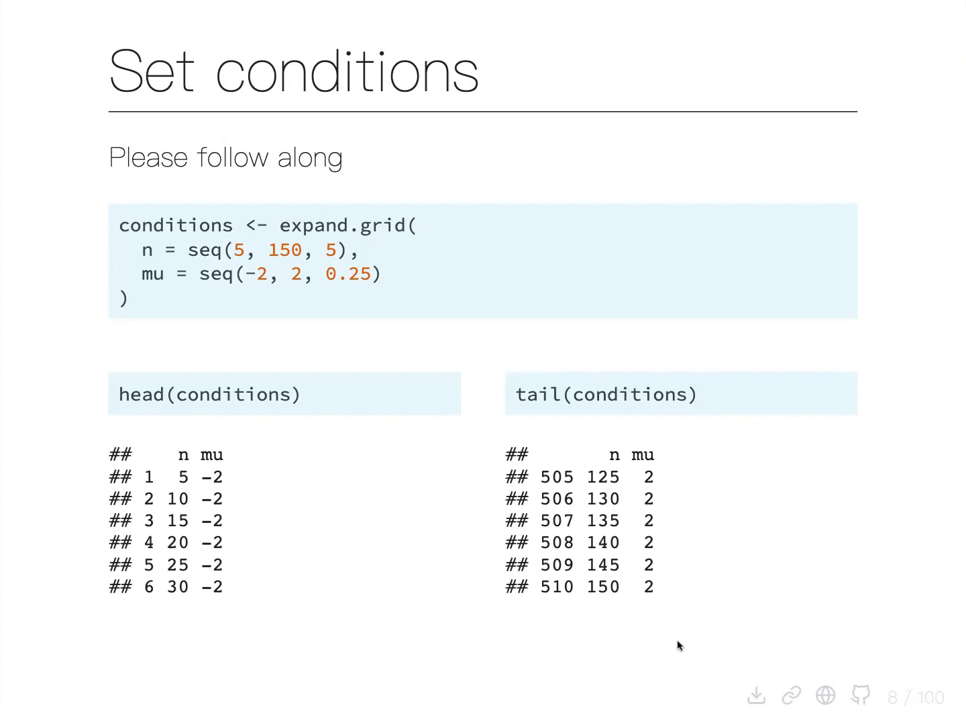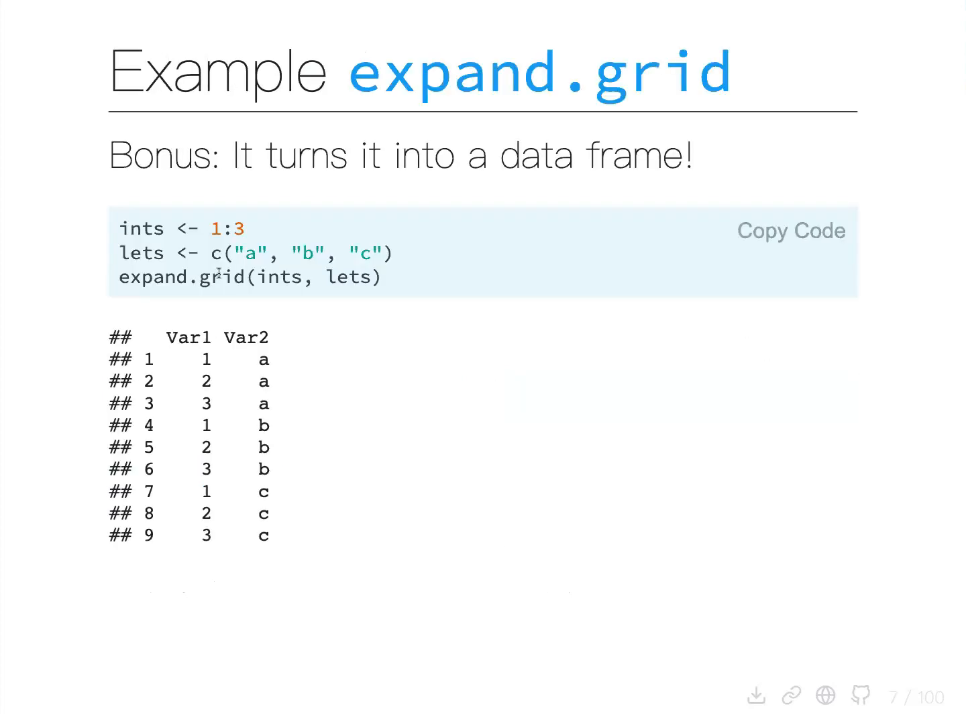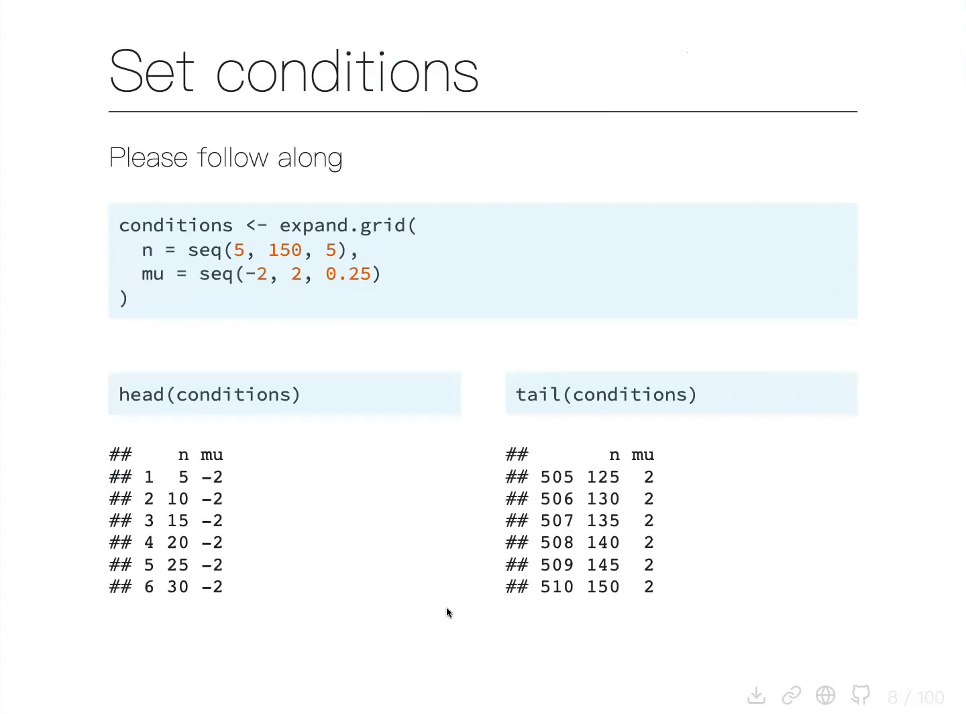Okay, so it should look like this. One thing I want to point out is when I'm using expand.grid here, notice that I've given them names. So n is equal to this, and mu is equal to this. And then when I look at conditions, those are the variable names. Whereas back here I did not give them names, and we just get Var1 and Var2, just generic names. Okay, so if we want better names, you can name them in your expand.grid over here.